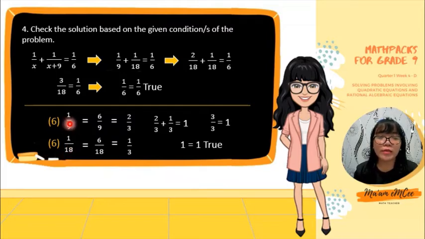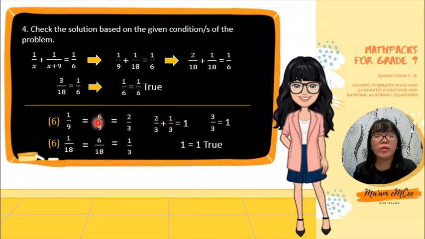So 6 times 1 over 9 is 6 over 9. 6 times 1 over 18 is 6 over 18. So meaning, after 6 days, Zamil will be finishing 6 over 9 part of the work. And then Michelle, on the other hand, will be finishing 6 over 18 part of the work.